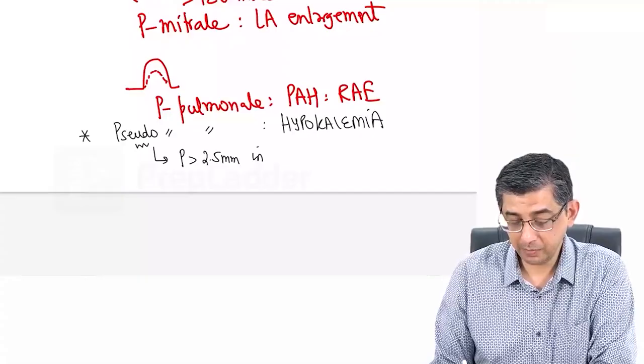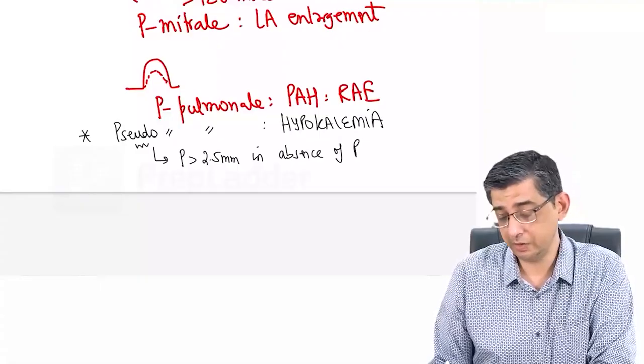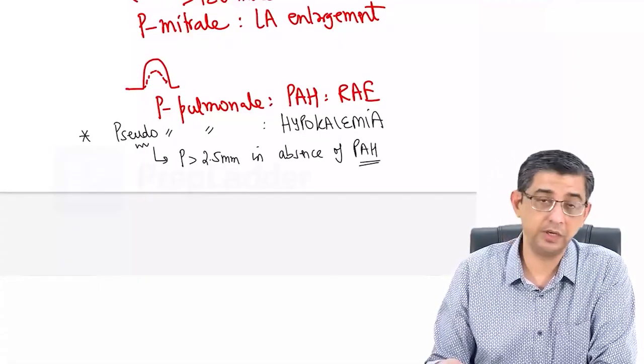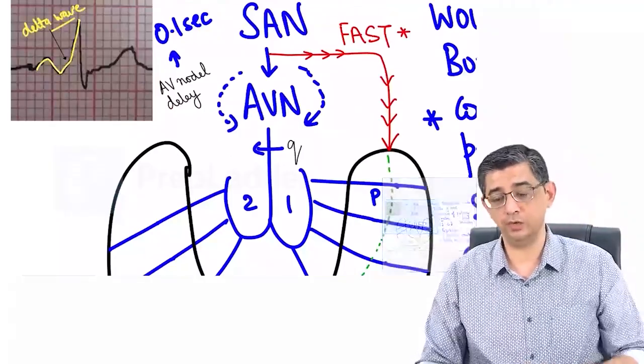In the absence of pulmonary artery hypertension, I repeat my statement once again, guys. The meaning of this word would be that there is no pulmonary artery hypertension and still the vertical height is increased. That is why that word pseudo is used. So these are two accessory issues that I wanted you to remember.